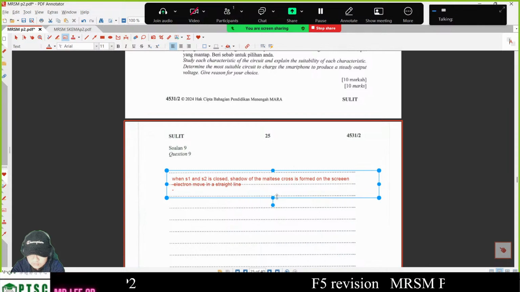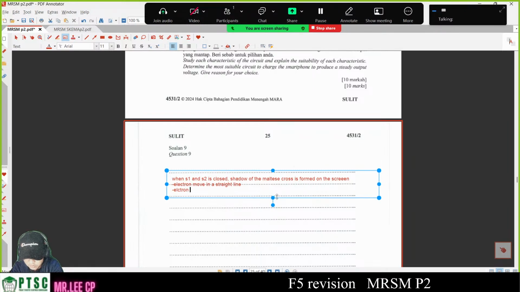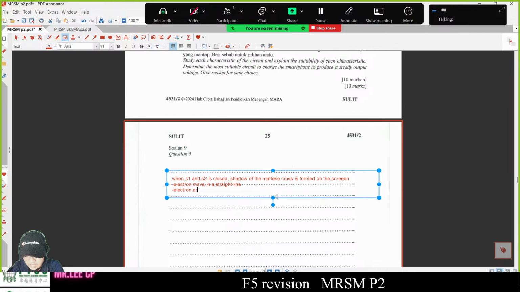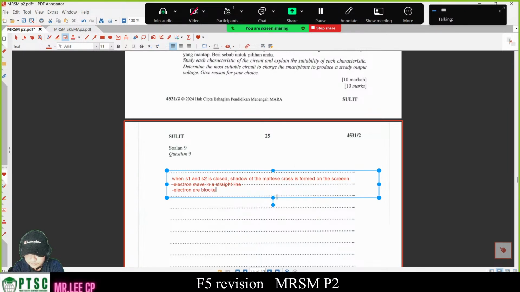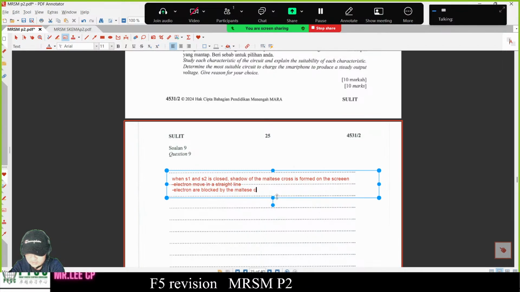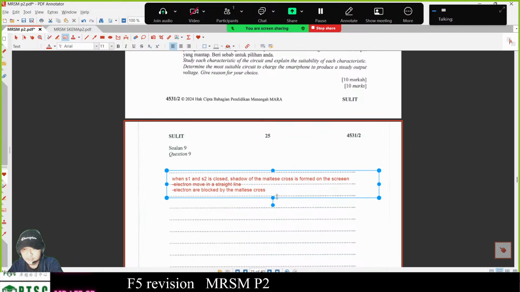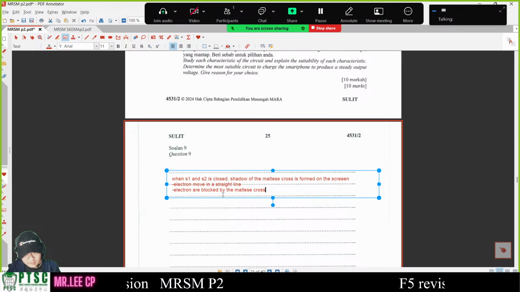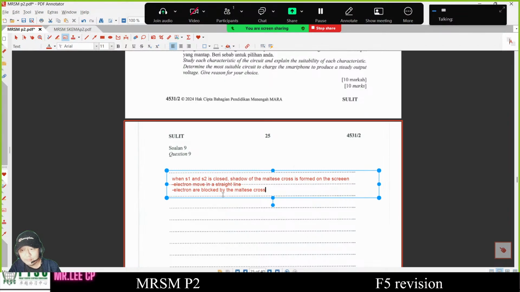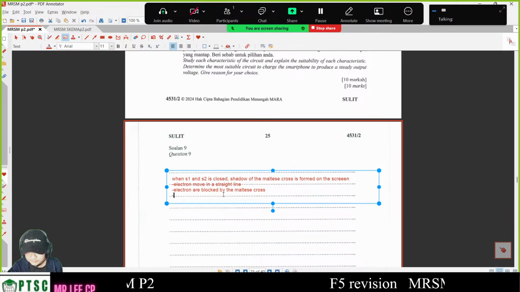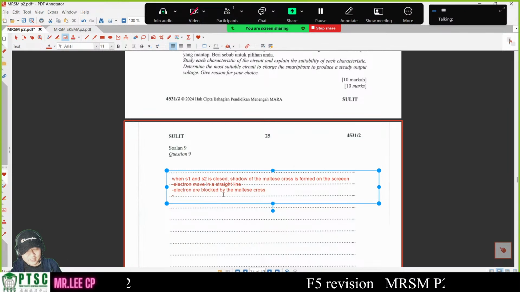So the electron are blocked by the Maltese cross. Okay, so these two, shadow is formed, move in a straight line, block, probably will give me mark. So, and I don't know where is other mark. So now I need to put in other thing.